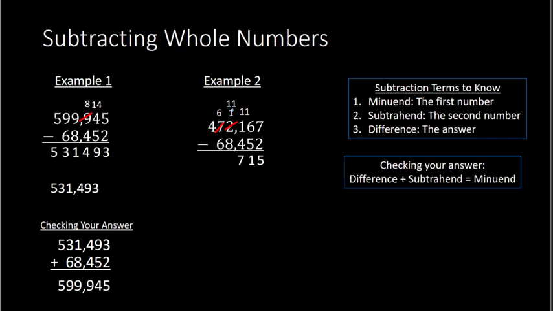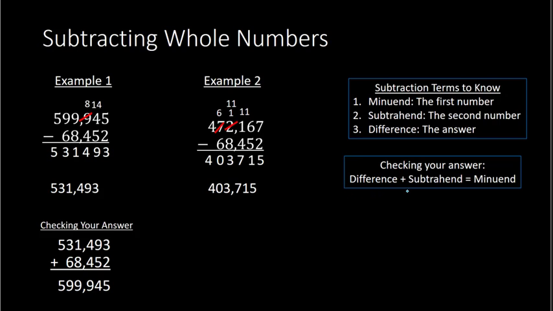We put the 1 in front of the other 1. And now we can subtract the 11 minus 8 to get 3. And then in the 10 thousands place, we have 6 minus 6 to get 0. And the 100 thousands place, we have 4 minus 0, which would be 4. So my solution is 403,715.